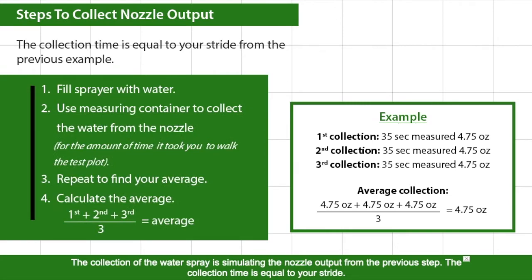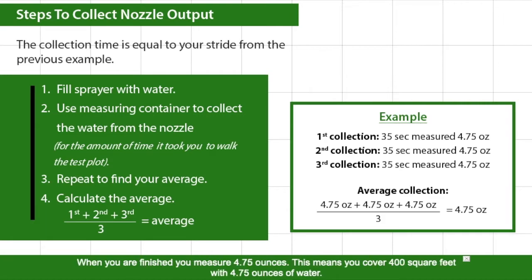The collection of the water spray is simulating the nozzle output from the previous step. The collection time is equal to your stride. We will collect the water from the nozzle in a measuring container for the amount of time it took to walk the test plot. In our example, you walked 35 seconds, so collect the water spray for 35 seconds.